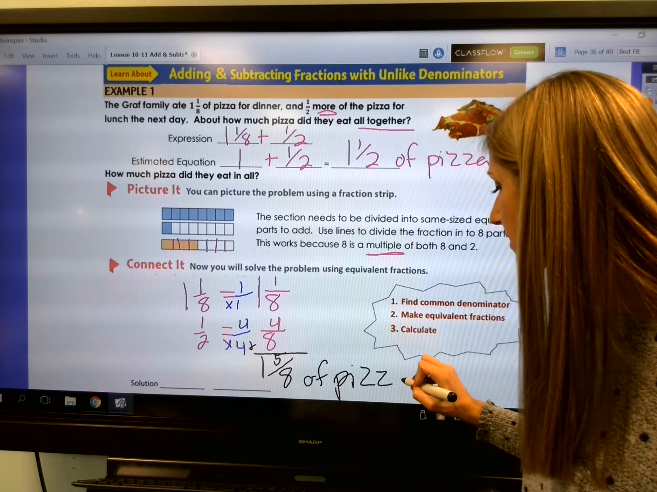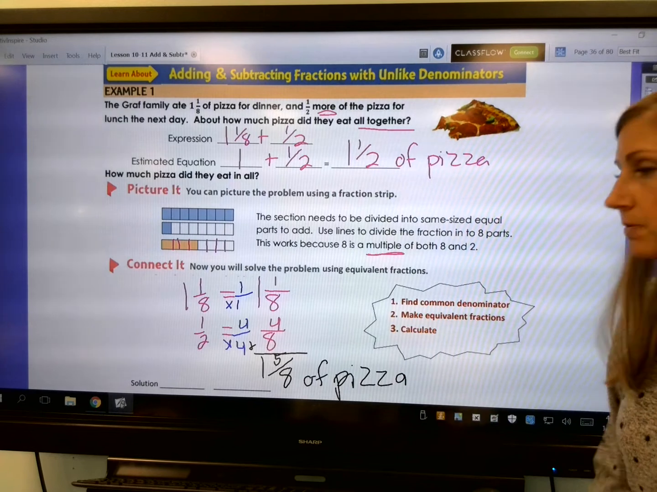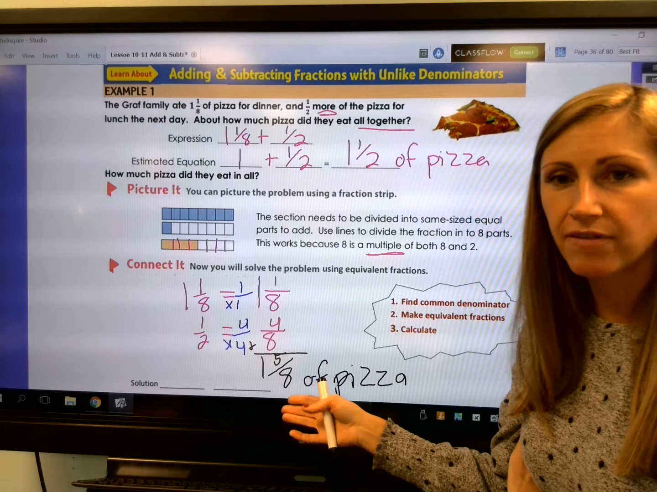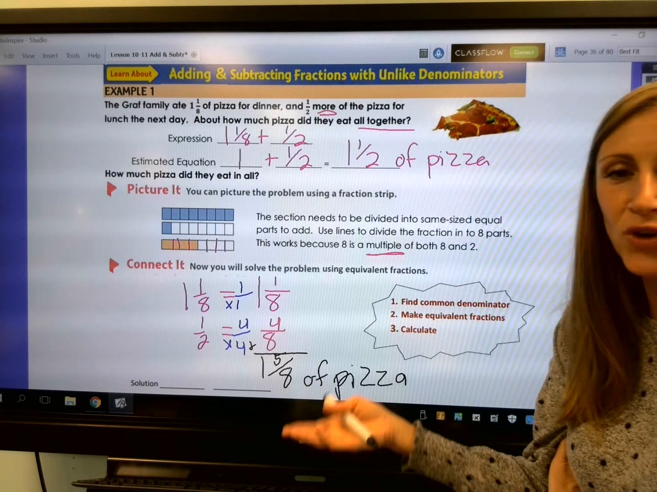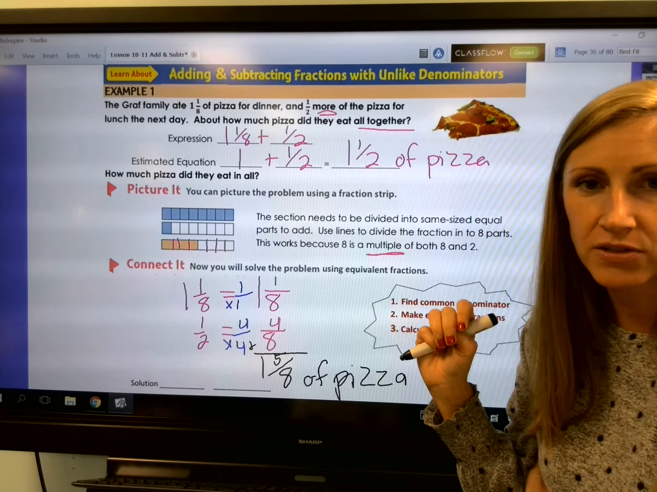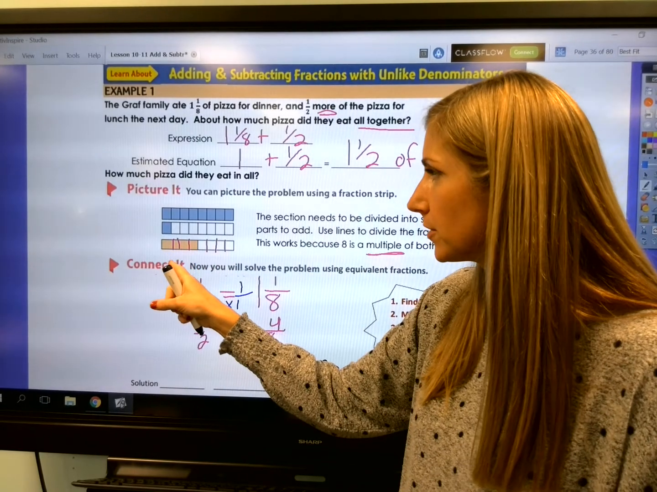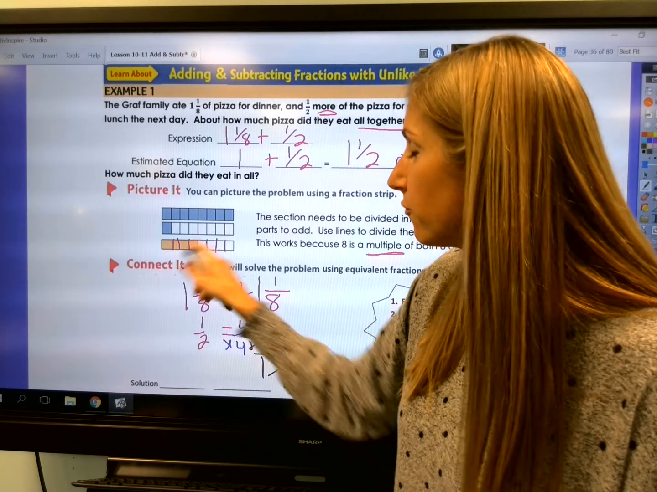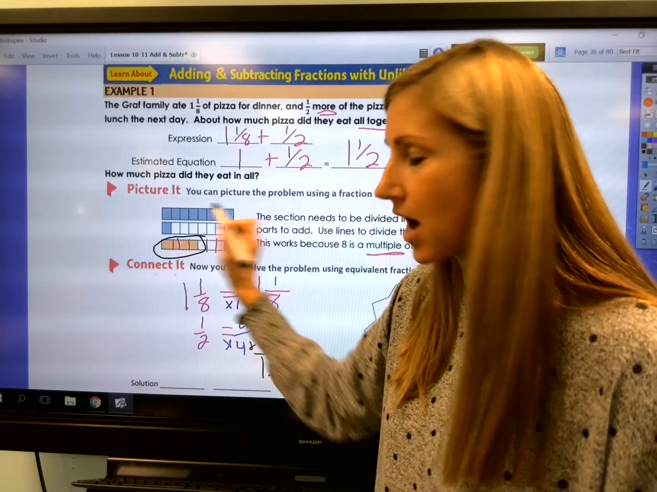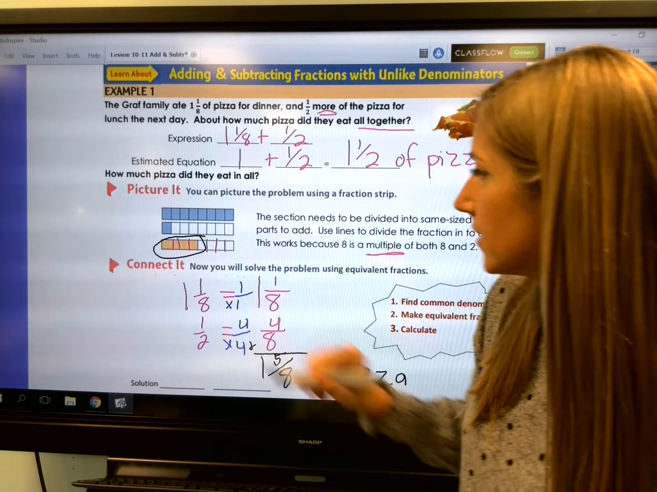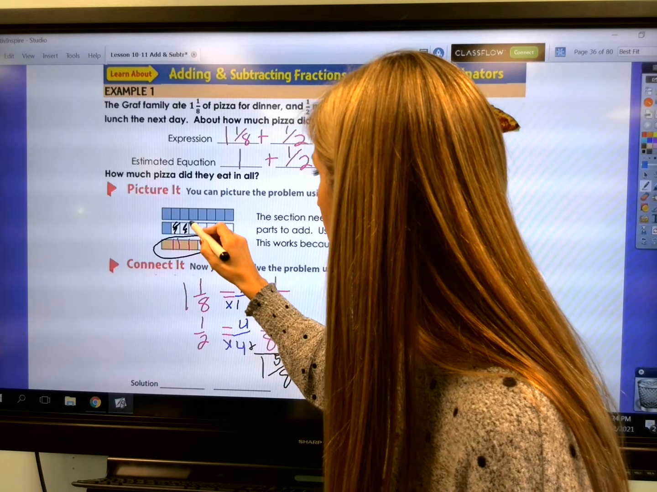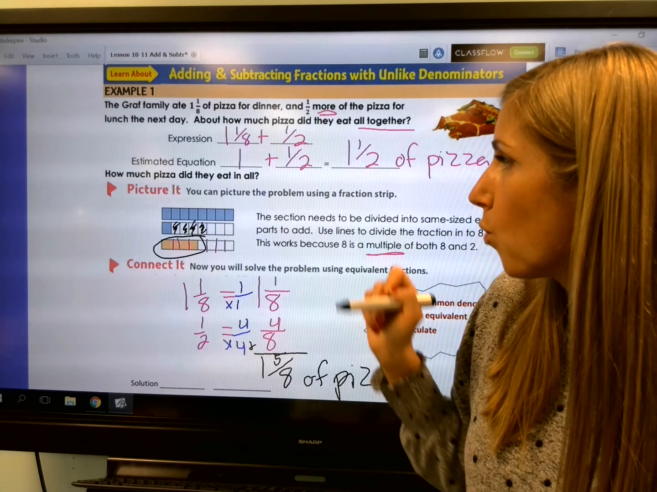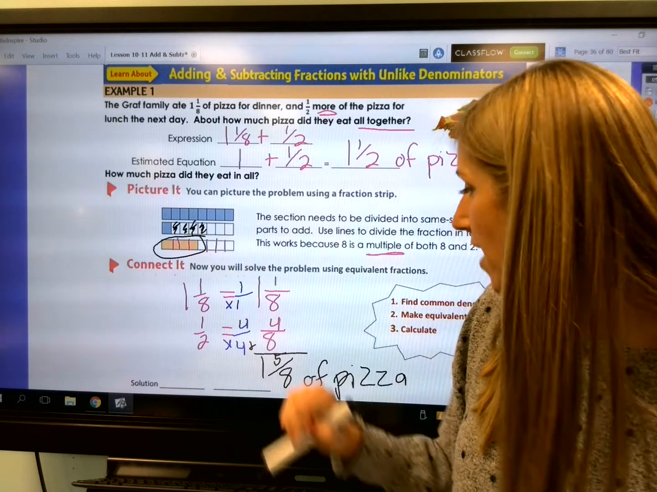Now, the whole point of estimating was to make sure our answer is reasonable. So if we go back up to 1 1/2 being our estimate, 5/8 is about a half. So 1 1/2, our estimate, is proving that our answer is reasonable. We can even look at our model and see that when we cut these into 8s, we had 1, 2, 3, 4. So there were 4 there that we could then add on to the 8s from the beginning amount. And then you can see you have 1 and 1, 2, 3, 4, 5 8s.